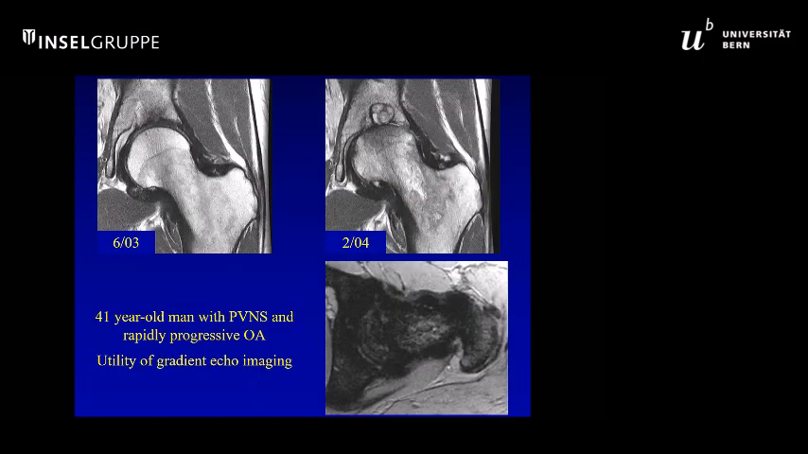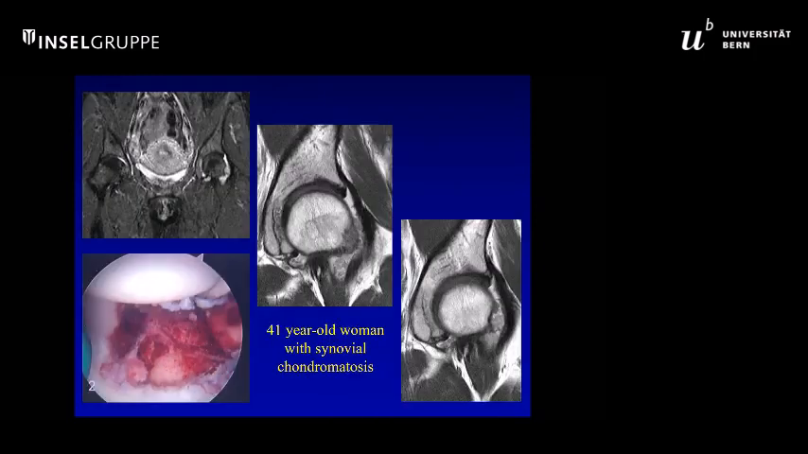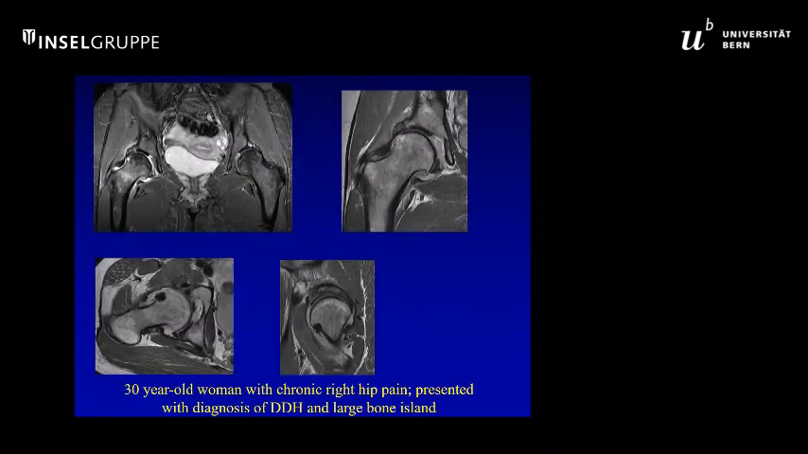Last but not least, it's important to think about things like synovial proliferation disorders. This is a characteristic appearance of gradient echo imaging in a pigmented villonodular synovitis, very fast loss of cartilage, and synovial chondromatosis with the erosion that's very characteristically seen here.